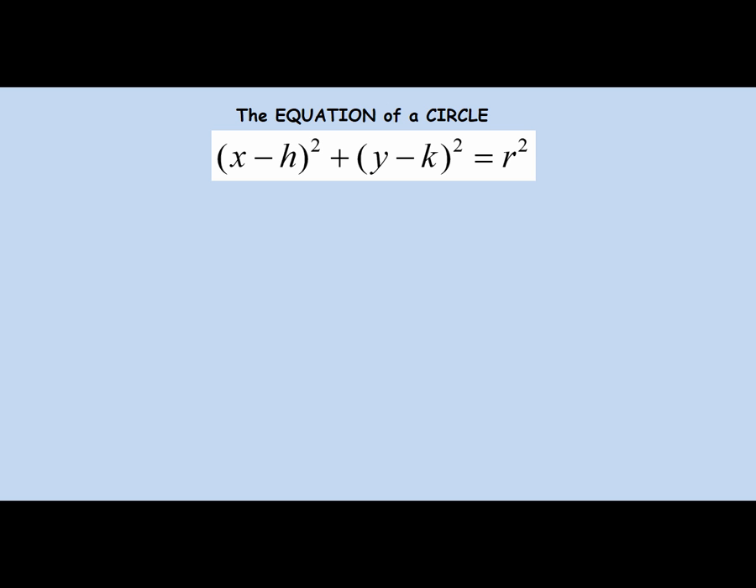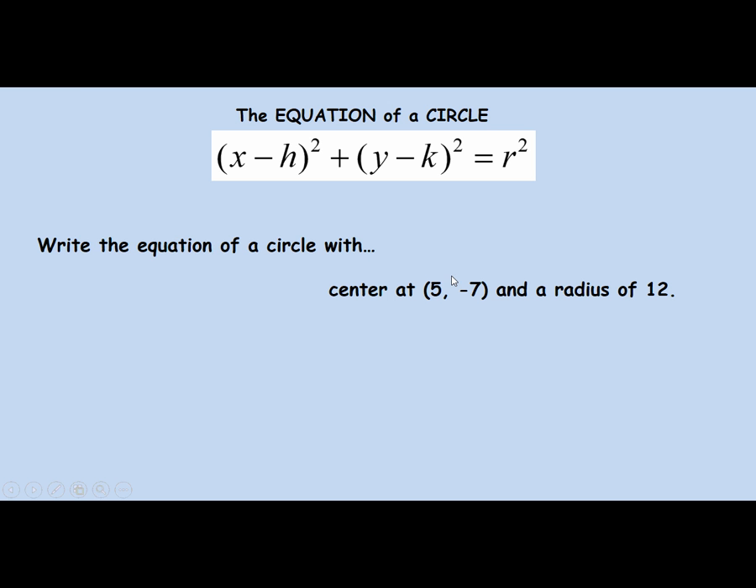So here's another sample problem. Here's the equation of the circle up on top. And the problem, we're going to find the equation for a circle with a center at 5, -7, and a radius of 12. So all you got to do is plug these numbers into the right spots in that formula. If you need to rewind and look at the example problem, do that.